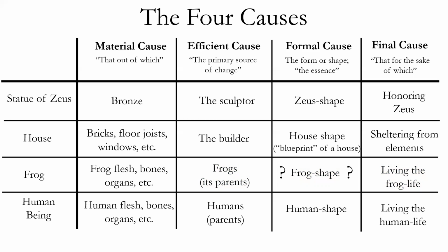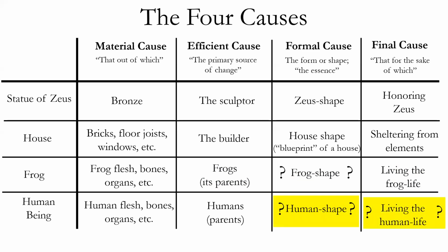Now, as I've already kind of indicated, it's unclear, so far at least, what exactly frog shape and human shape are, what exactly that means, what the essence of a human being or frog or whatever is, or the form of a frog, the form of a human being. And it's a little bit unclear what exactly it means to be the best human being that you can be. What does that exactly mean? What does it mean to flourish as a human being, to really live the human life? Say a bit more about that, Aristotle. Aristotle is going to oblige us.